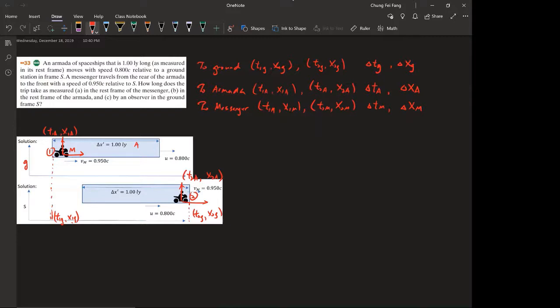So we can use the Lorentz transformation to connect these six quantities. Let us discuss the Lorentz transformation from the ground station. Delta TM should equal gamma times (delta TG, measured from the ground station, minus V_MG divided by c squared times delta XG). V_MG refers to the speed of the messenger relative to the ground station. Also, the distance between these two events, delta XM, should be gamma times (delta XG minus V_MG times delta TG).